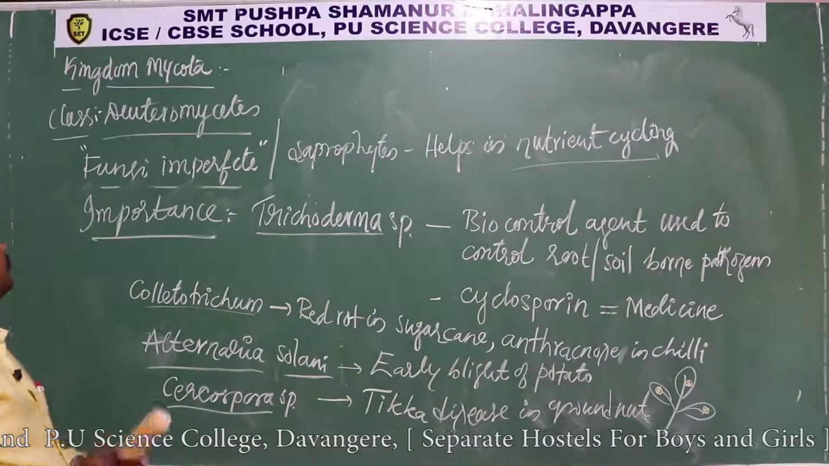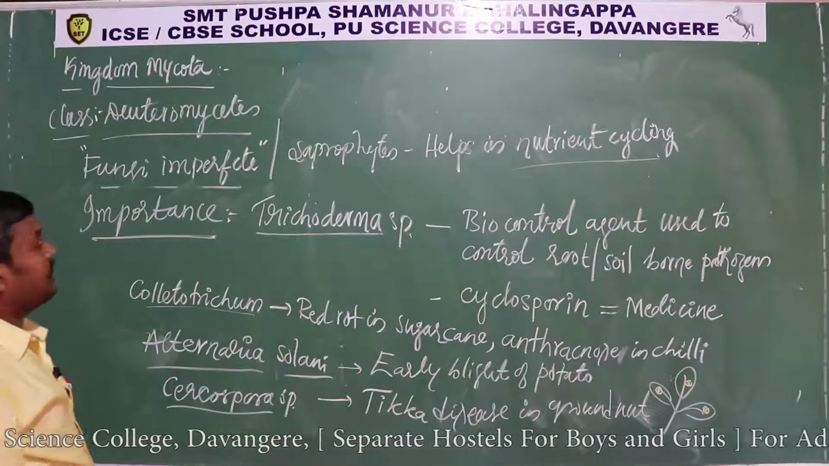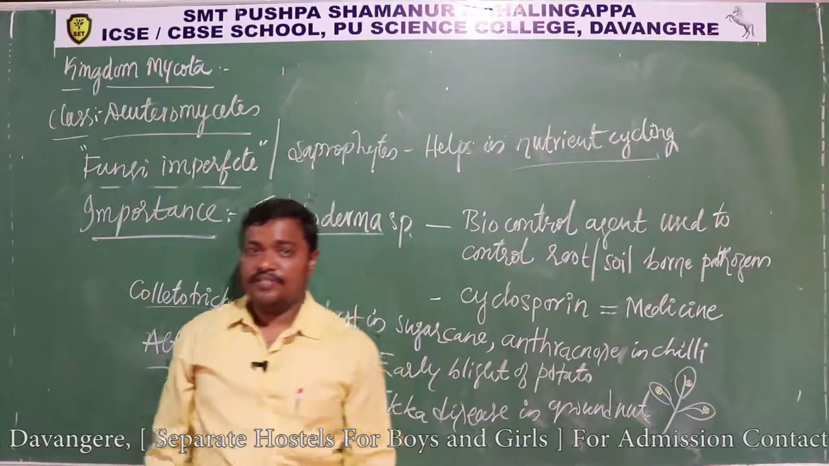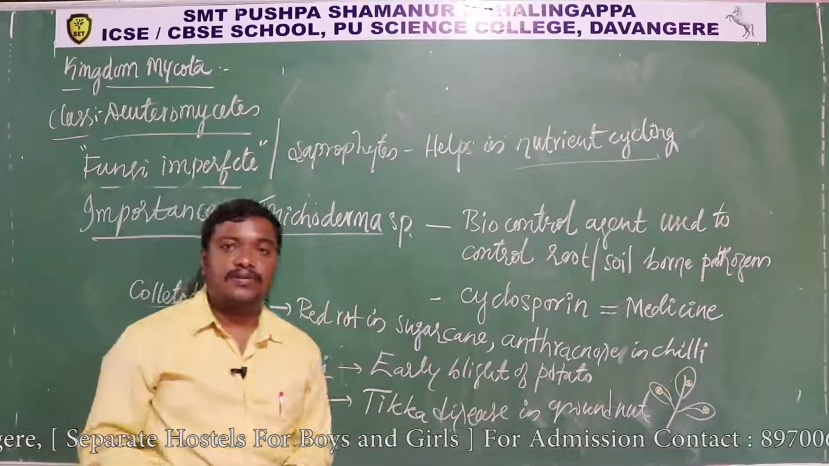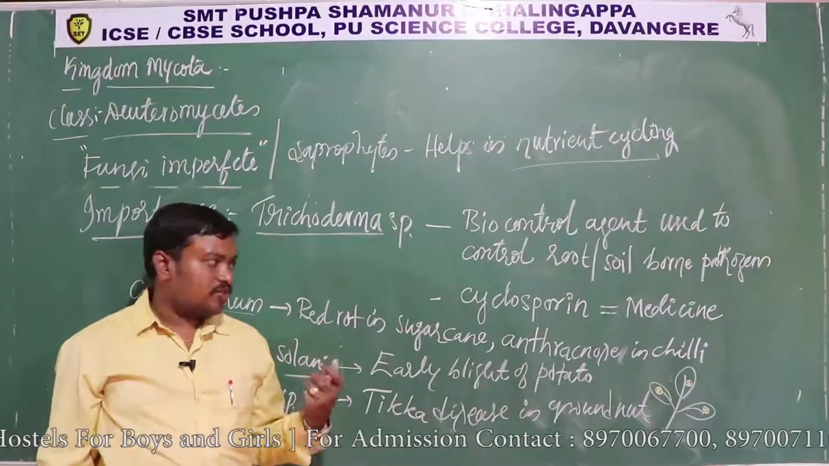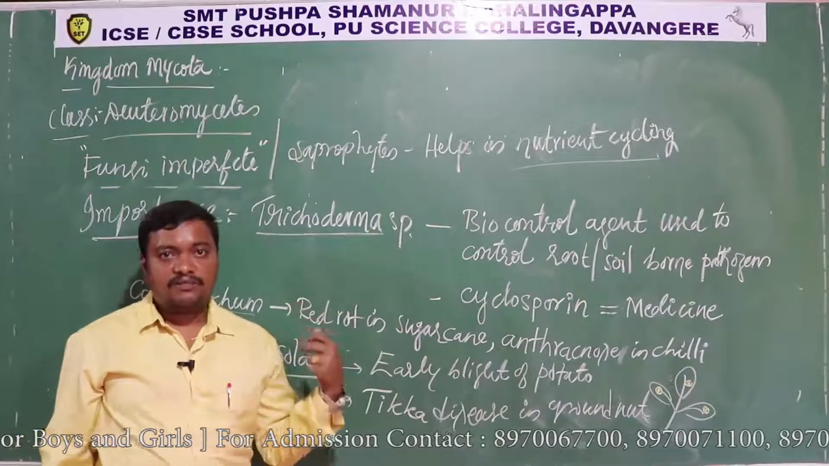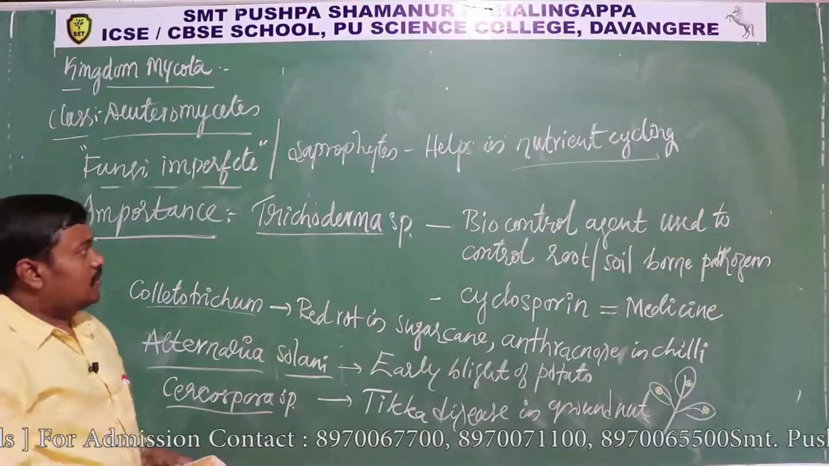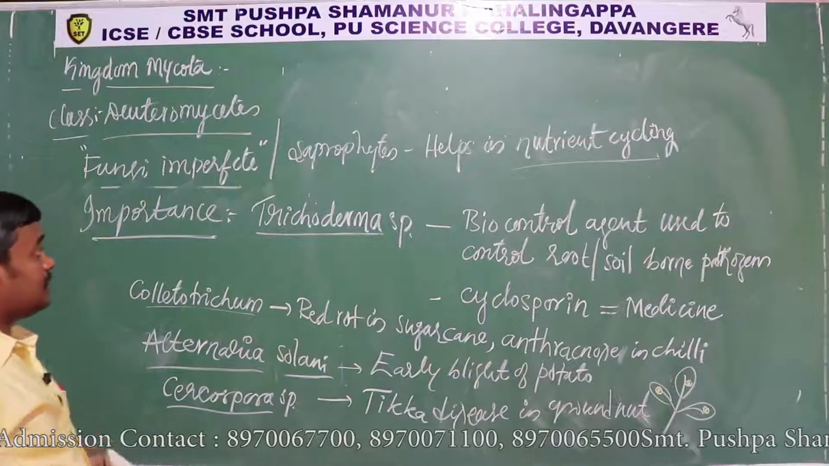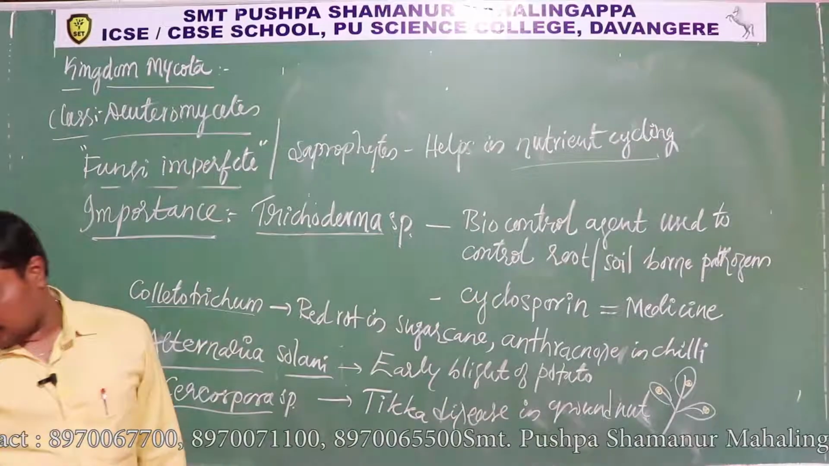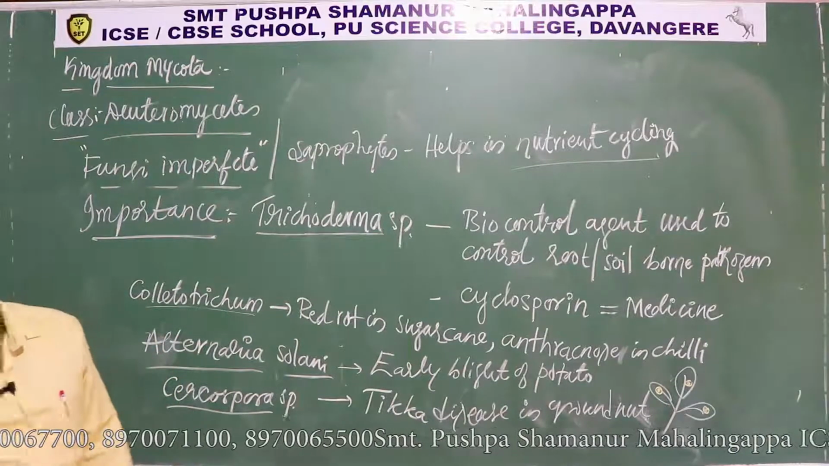Okay, so this is about the fungi imperfecti. They are called imperfecti because the sexual stage is not known for these fungi. Once the sexual stage is established, they are given different names and shifted to a different class. Most of them are shifted to ascomycetes because in the sexual stage they produce ascospores. Examples for deuteromycetes: Trichoderma, Colletotrichum, Alternaria and Cercospora. These are the very common examples.